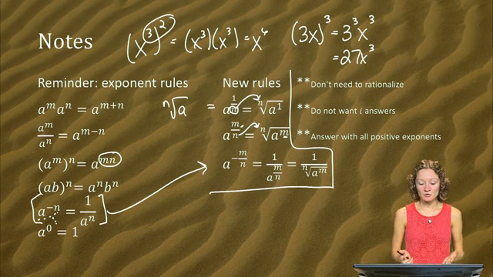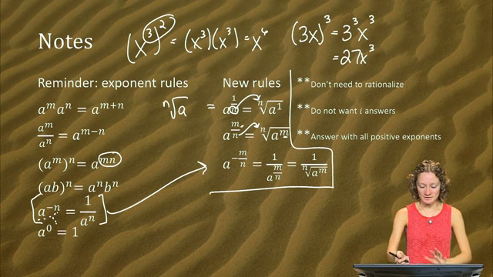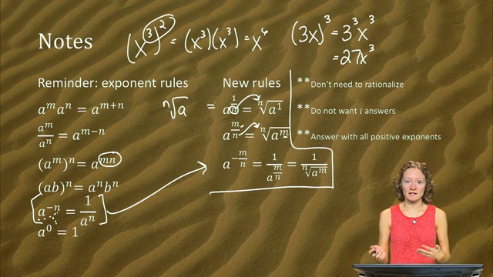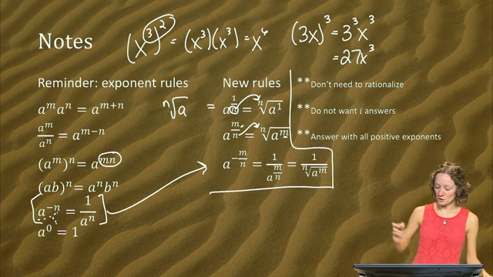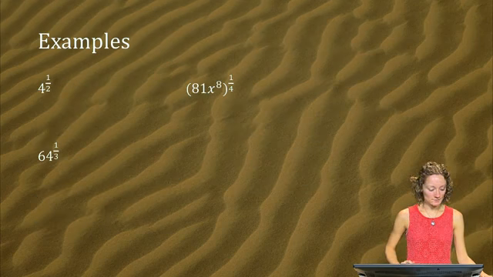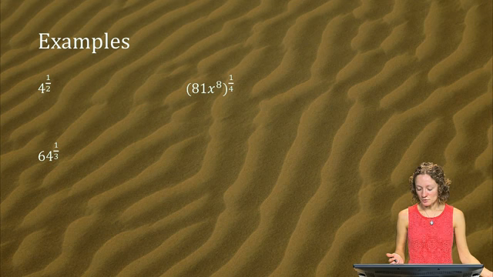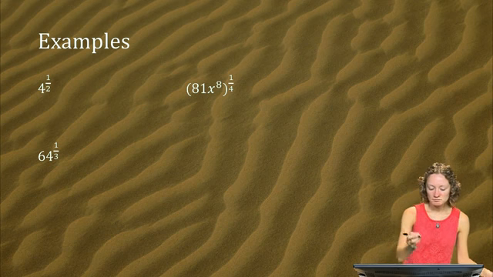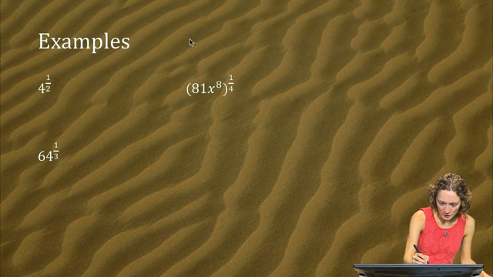So the first thing that we'll do is actually make the change when necessary, and then we'll simplify like we've normally been simplifying throughout this unit. All right, let's start to look at some examples. So the first set of examples, and I'll be more helpful here.